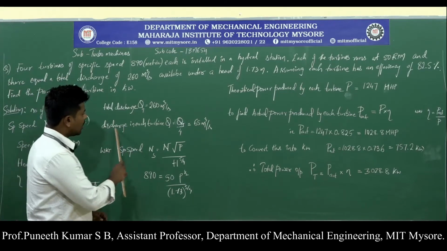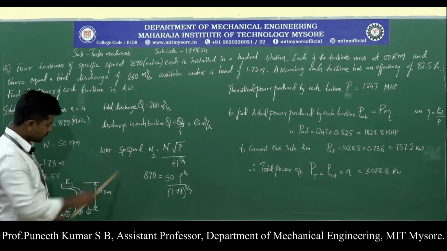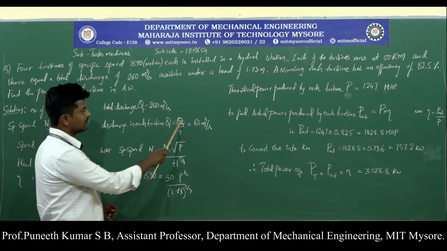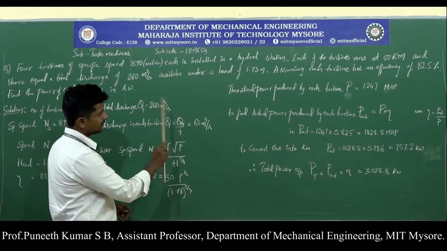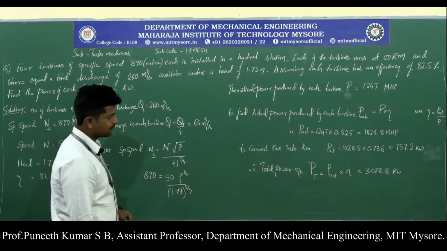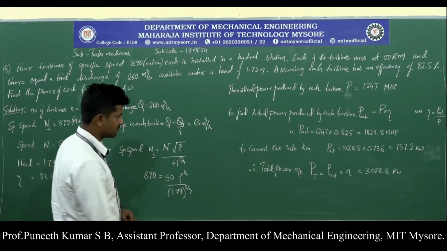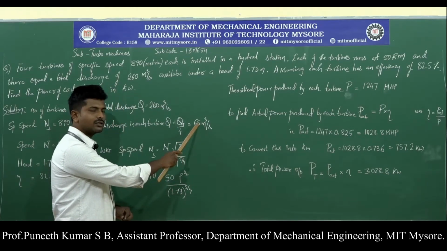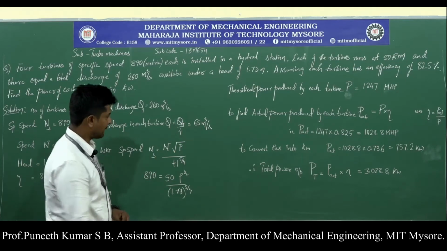Now, how much amount of discharge is being shared by every individual turbine? This we have got by dividing by 4, Qt by 4. So, we will get 65 meter cube per second. So, this is the amount of flow rate of water which is going through each of the turbines.